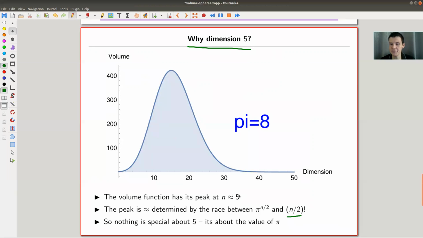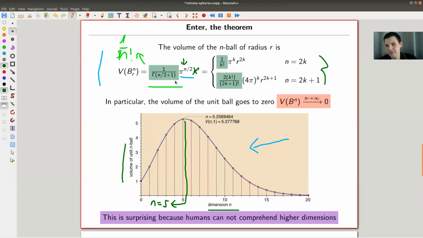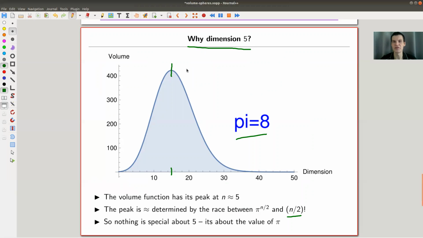So here upstairs, for example, I plotted the same function, volume versus dimension, for my favorite value of pi. Pi equals 8, of course. Who doesn't like 8? Pi is 8, of course it is. Anyway, and then it peaks around 15-ish. So there's really nothing special about 5. It's just that the volume of the sphere peaks in dimension 5 because pi is what it is, and it's built into the formula. That's all. So 5 is not really special here.